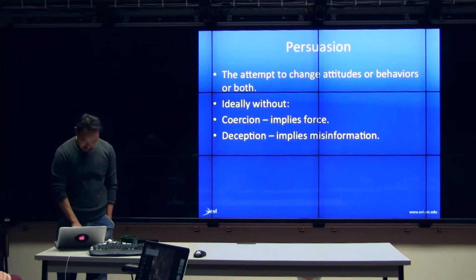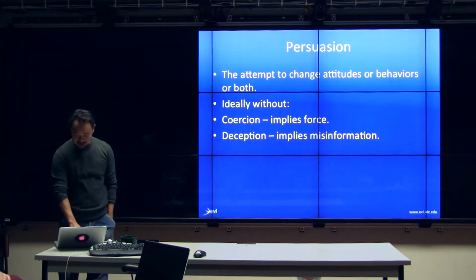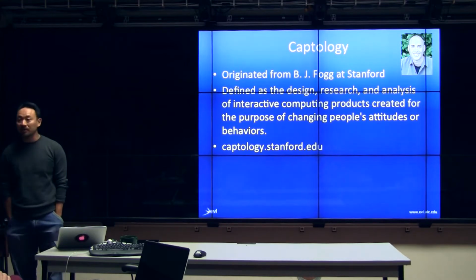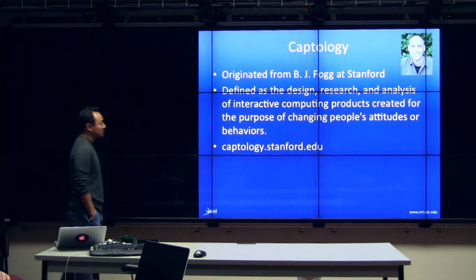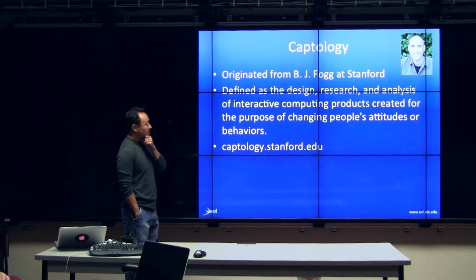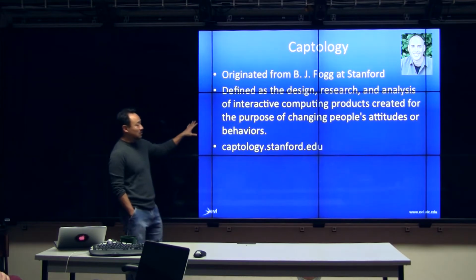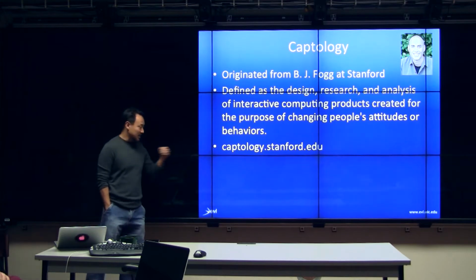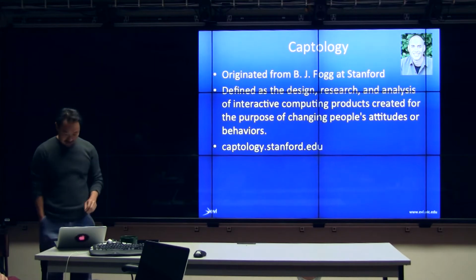And so one of the folks who've coined the term persuasive technologies is B.J. Fogg at Stanford, and he has a term called Captology, which is basically the science of how to design, research, and analyze interactive computing products created for the sole purpose of changing people's attitudes and behaviors. And Stanford has a website, captology.stanford.edu, where he has a lot of this information.